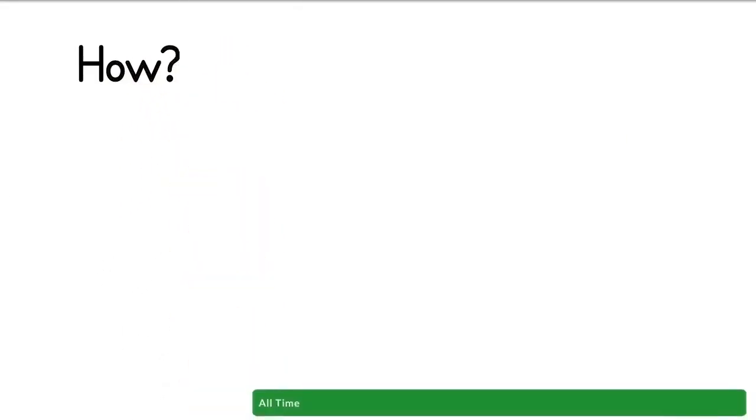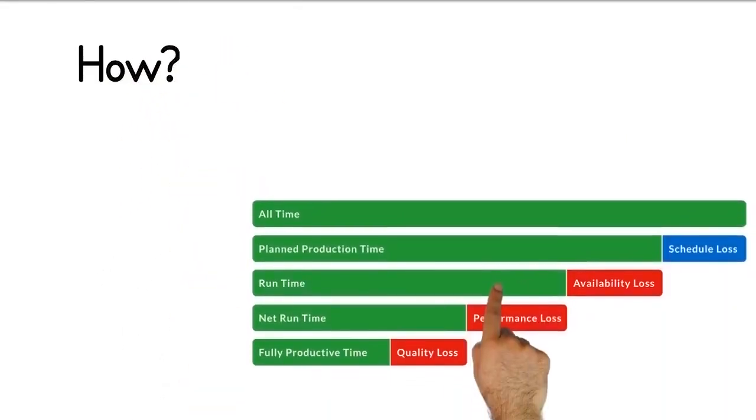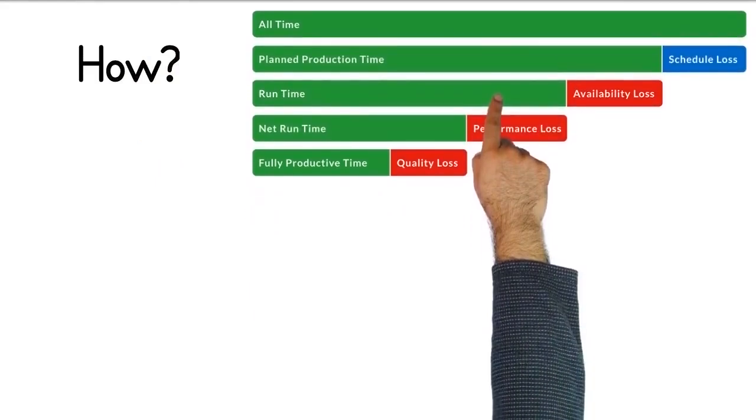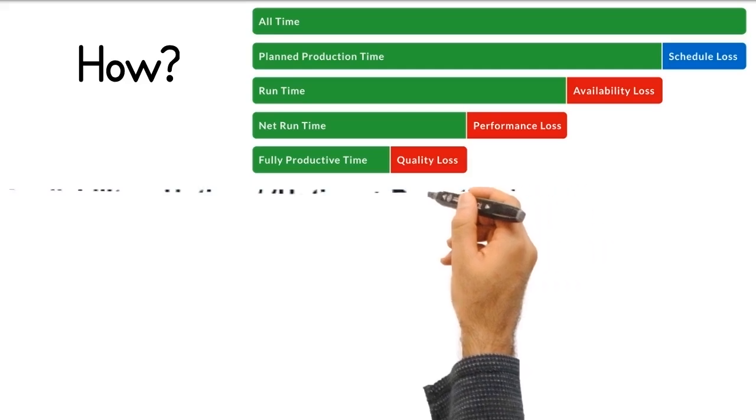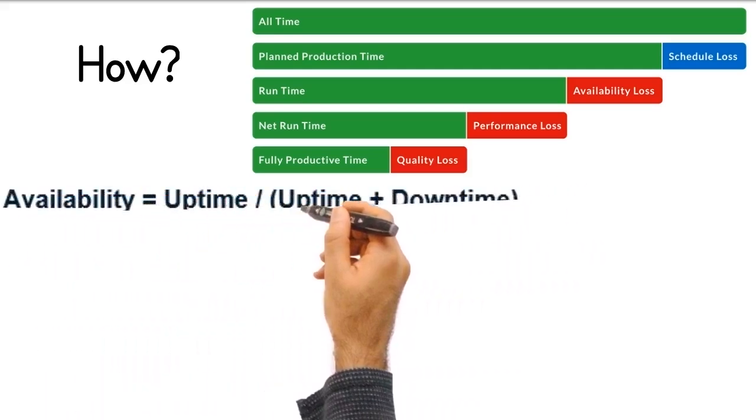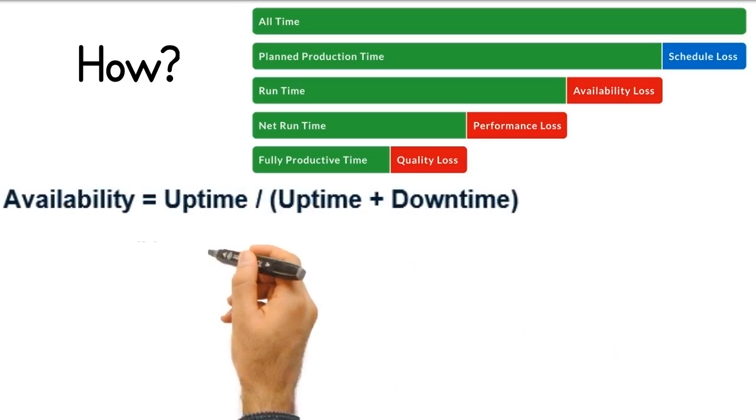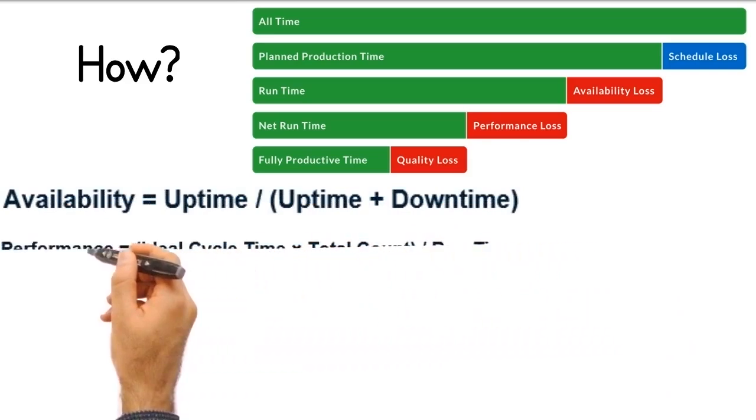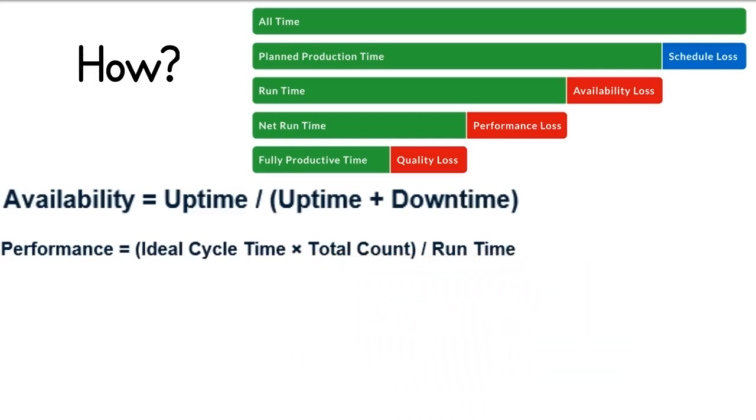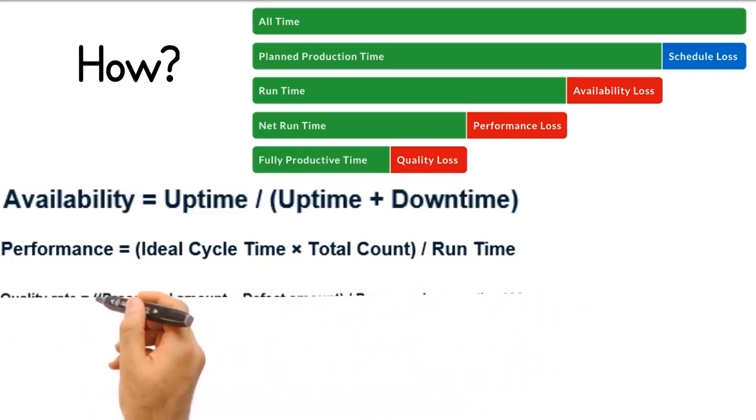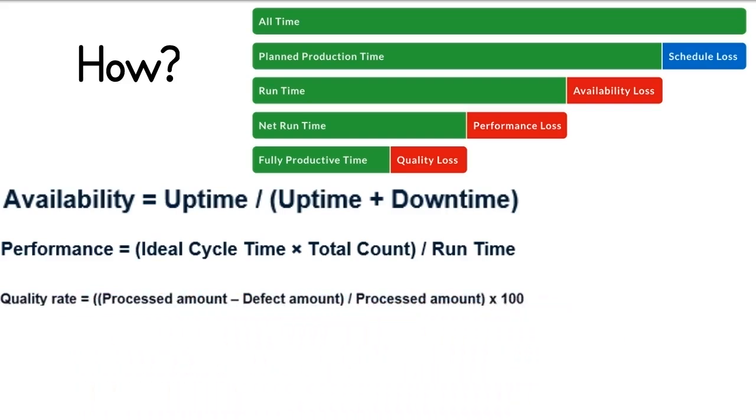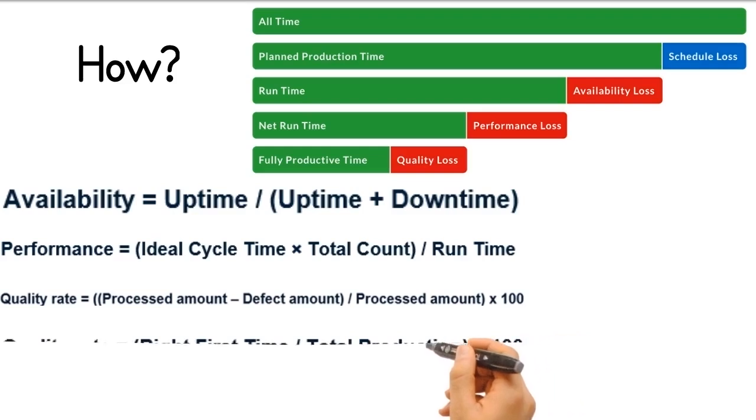OEE is measured using the following steps. 1. Calculate availability. Availability equals uptime divided by uptime plus downtime. It accounts for downtime due to equipment breakdowns or other disruptions. 2. Calculate performance. It can be calculated using the formula: performance equals ideal cycle time times total count divided by runtime. 3. Calculate quality. Quality rate equals processed amount minus defect amount divided by processed amount multiplied by 100.